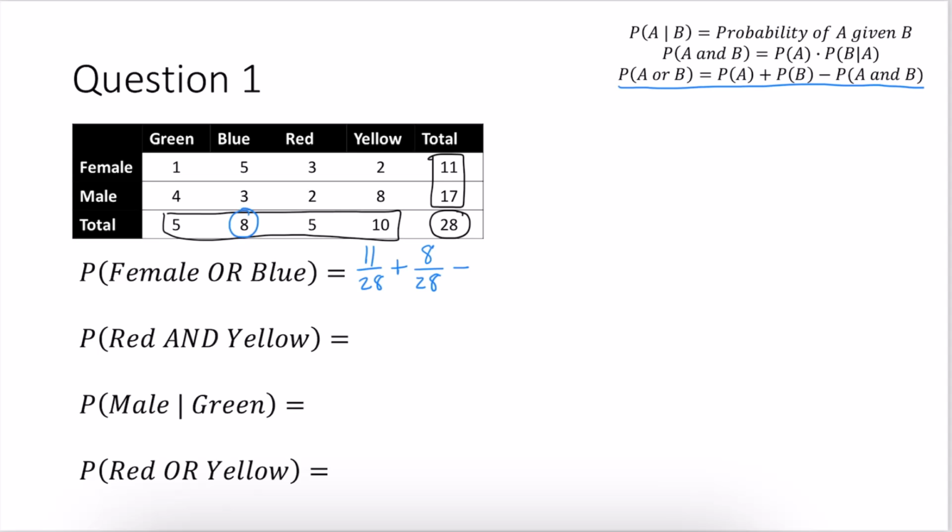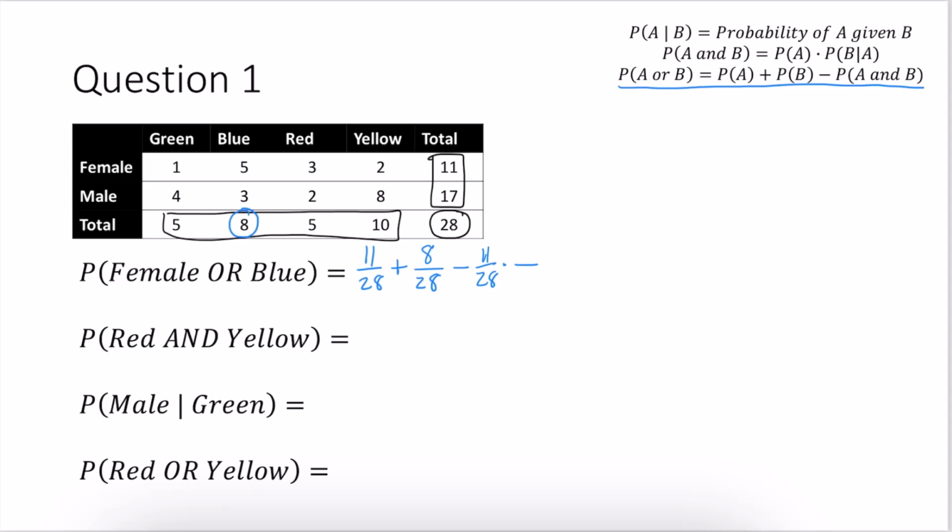You could use the formula for the AND calculation, and you could say, okay, the probability that I choose a female is 11 out of 28, and then I multiply that by the probability of choosing a student whose favorite color is blue, assuming that they're female. So that assuming that the first thing happened is really important as part of the AND formula.